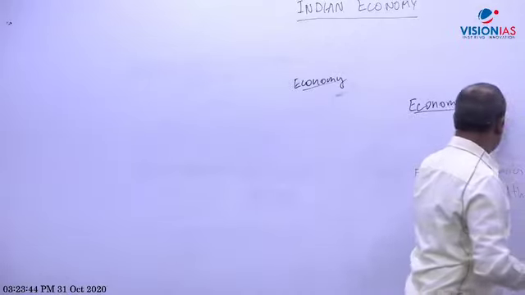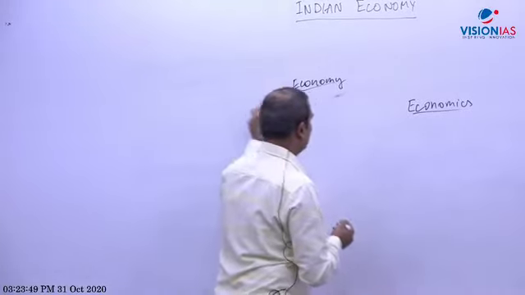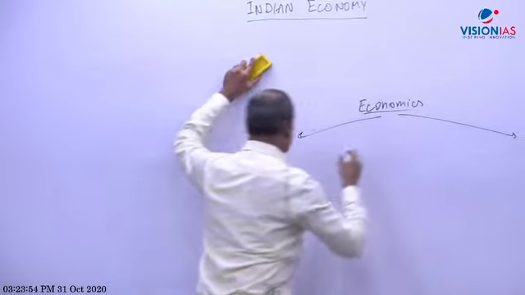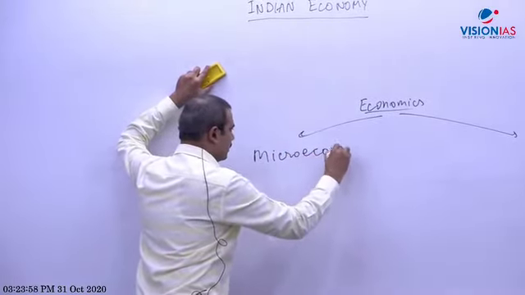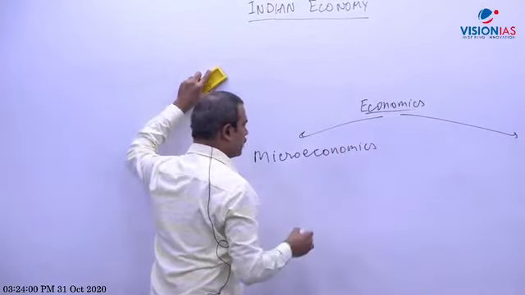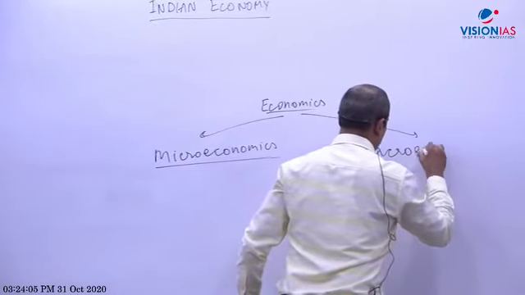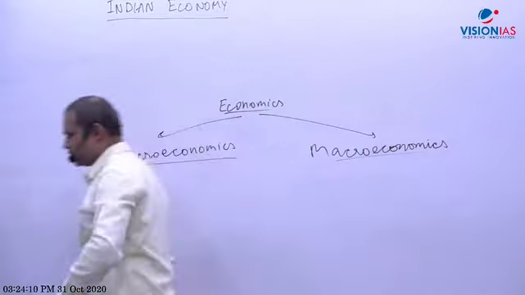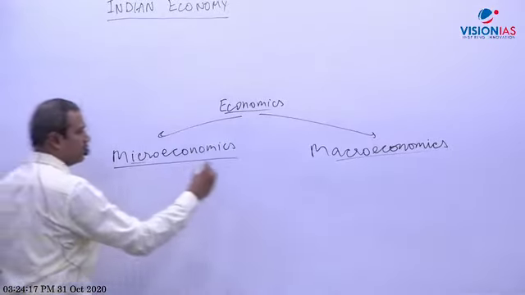Okay, and there are two important branches of economics. So write down this also, the last point in this: microeconomics and macroeconomics. I have told you already. Microeconomics and macroeconomics. So micro means what? Micro means small. You must be having an idea. Micro means small and macro means large.